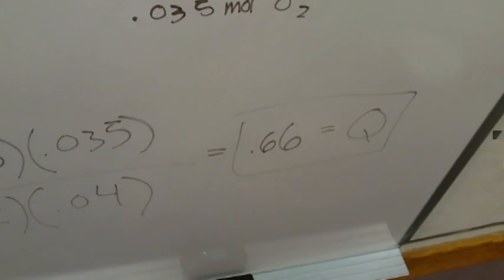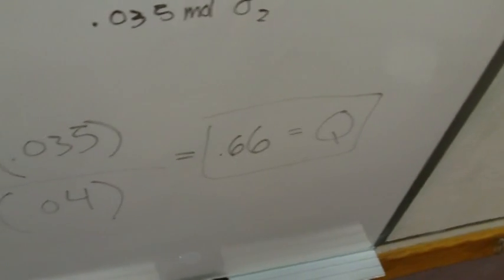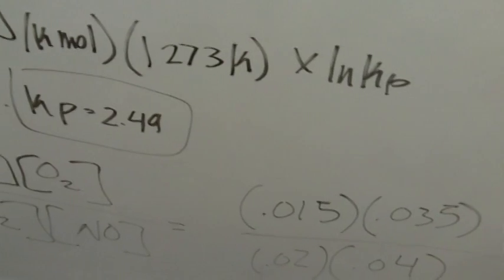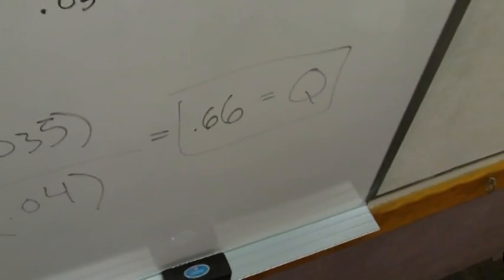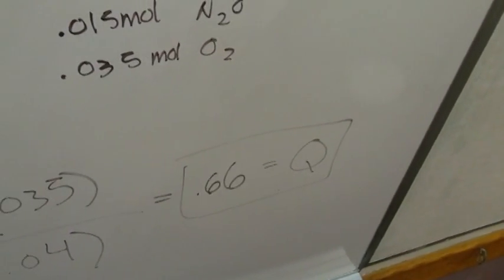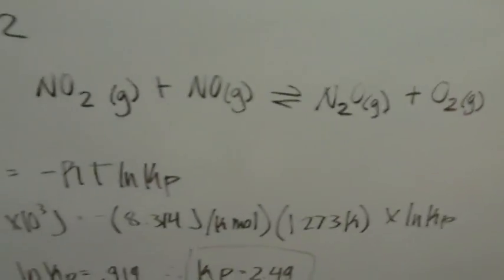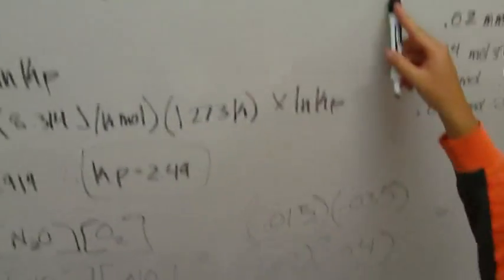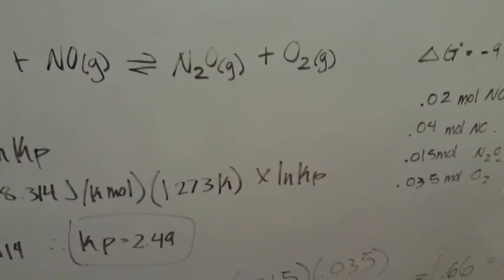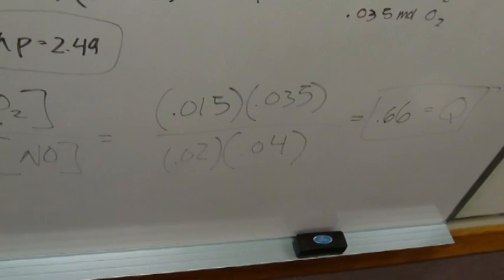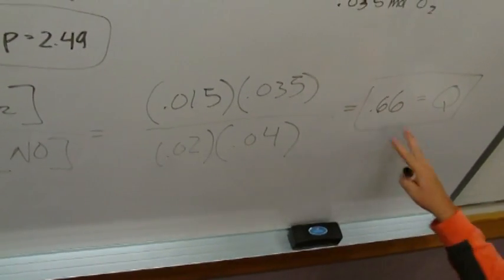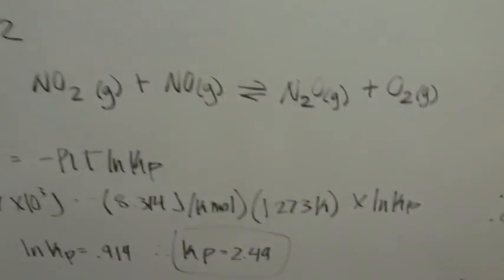So now we're going to be comparing those two. And since the value of Q is less than the value of K, the system is not at equilibrium and must shift to the right to reach equilibrium. So that's how it's done. Shifting to the right, so it's going to be shifting to the products. So there'll be more... this will be a bigger number divided out. This will shift to equilibrium. Q value will get bigger. Yes.